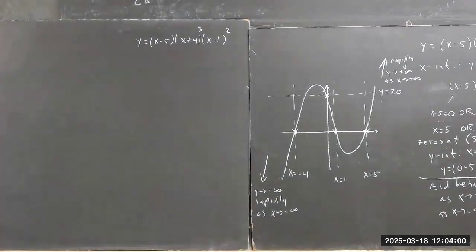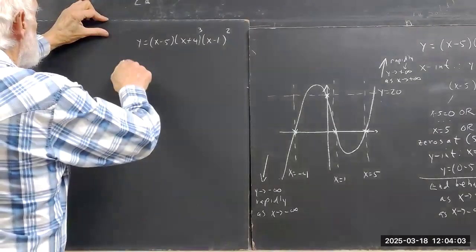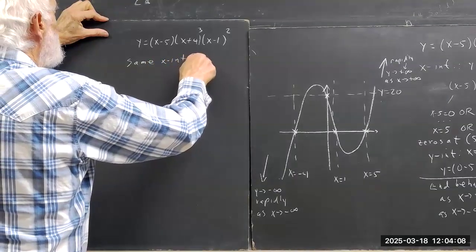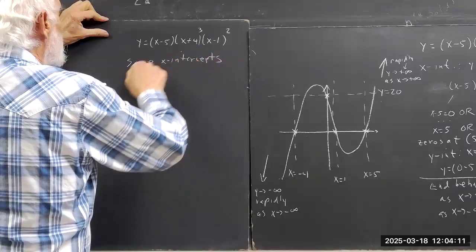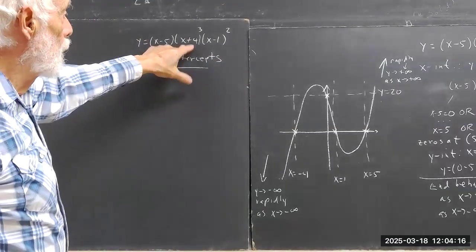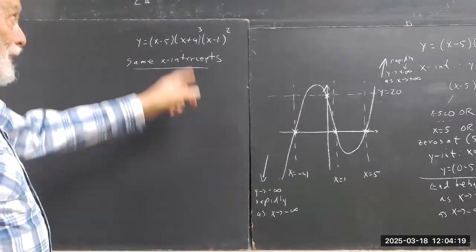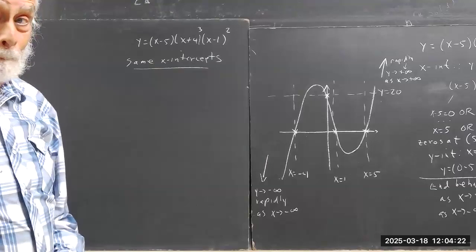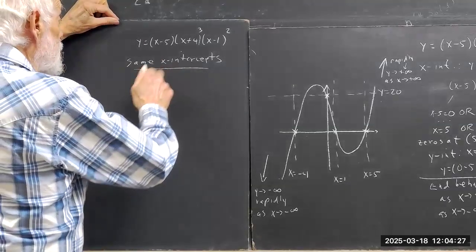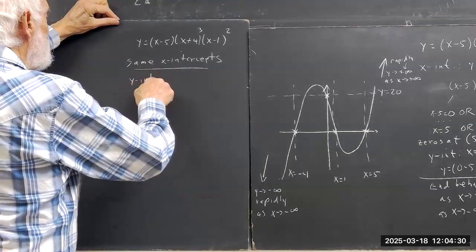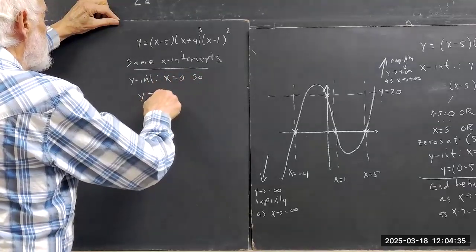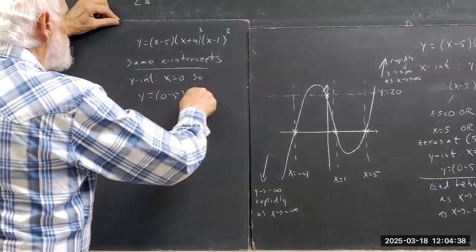And so what's going to happen here? We're going to get the same x-intercepts because whether we set x plus 4 equal to 0 or x plus 4 cubed equal to 0, x has to be -4 to make it 0, right? So that should be pretty clear, but think about it. Same x-intercepts. The y-intercept: x equals 0, so y equals 0 minus 5 times 0.